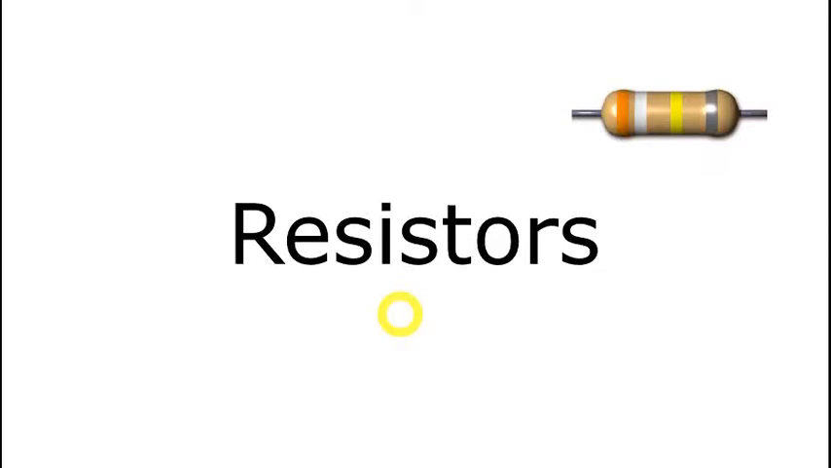Okay, now we're going to start a lesson on resistors. And in this lesson, we're going to learn specifically how to identify a resistor based on its color-coded banding. And there's a couple different ways of doing that. And then at the end, we're going to learn about the symbol that we use in schematics.